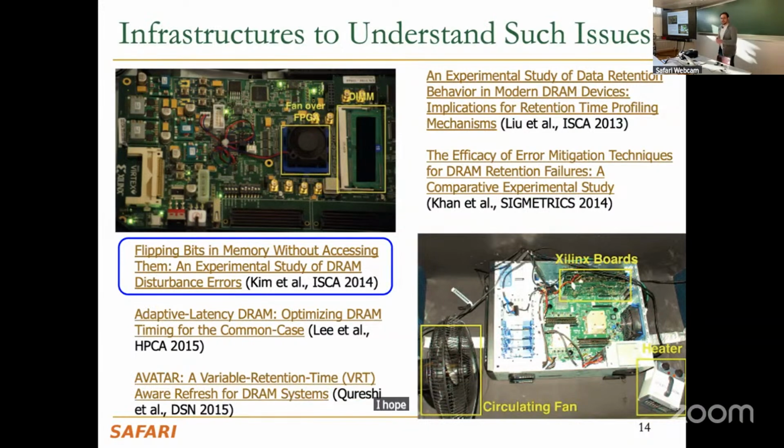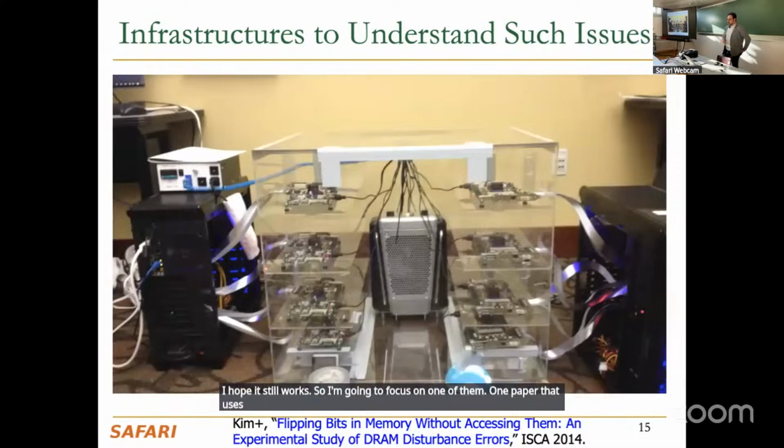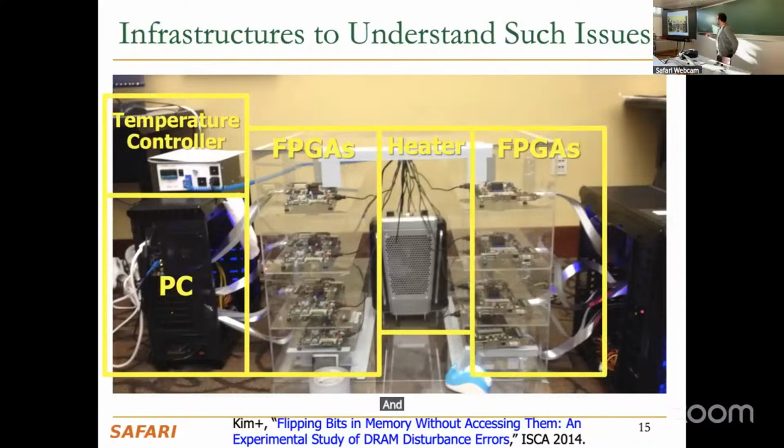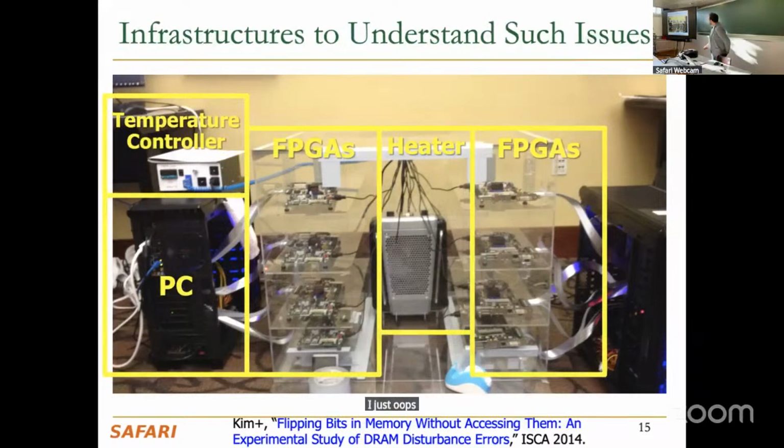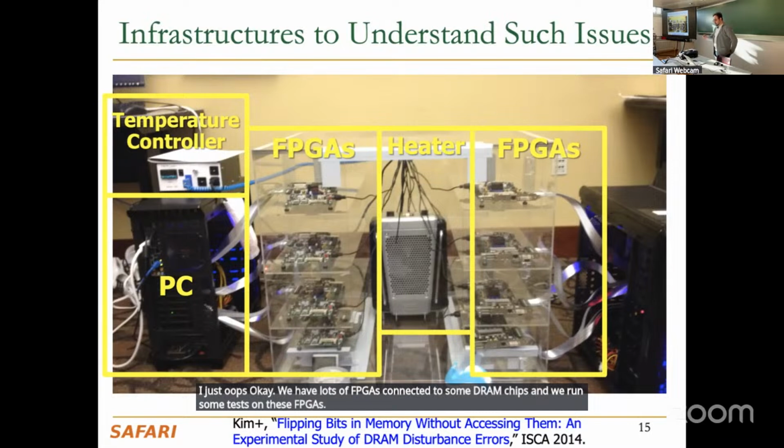I hope it still works. Okay, I'm going to focus on one of them, one paper that uses this infrastructure. This is the infrastructure that we use there. It is an FPGA-based infrastructure where we test our DRAM chips, and we have a temperature controller, a PC here, and lots of FPGAs. We have lots of FPGAs connected to DRAM chips, and we run tests on these FPGAs, analyze the data, and see if bit flips occur in various conditions.